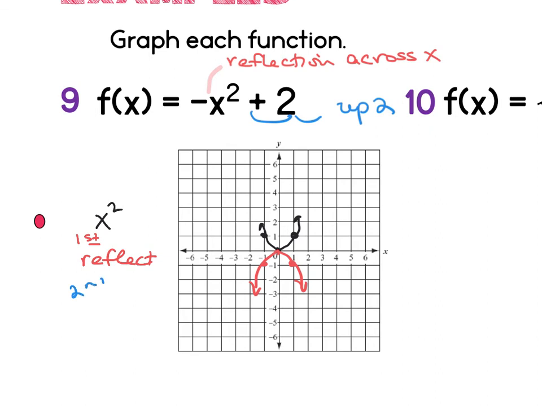And then second, I'm now going to take that reflected image and I'm going to move it up 2. I'm keeping it facing down. I'm just moving the points up 2. And there's your reflected and shifted graph. The blue one is the final.